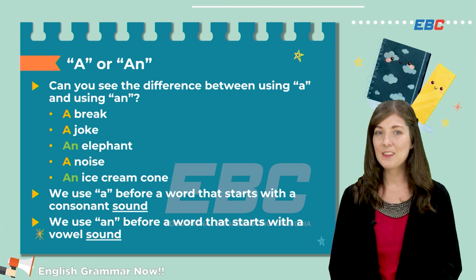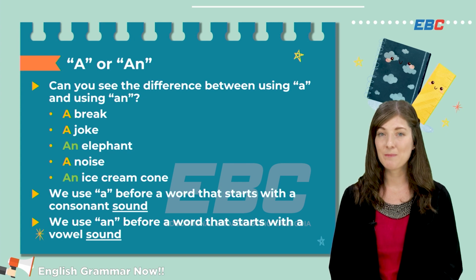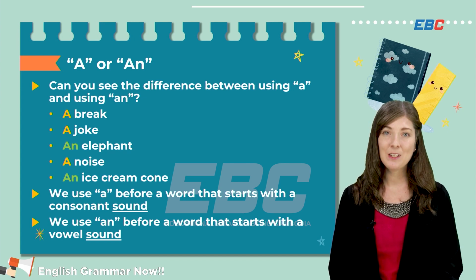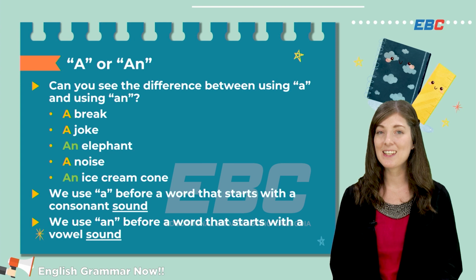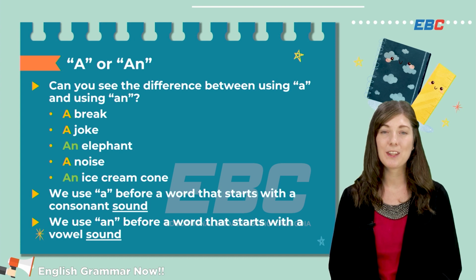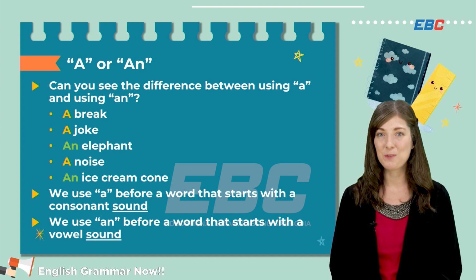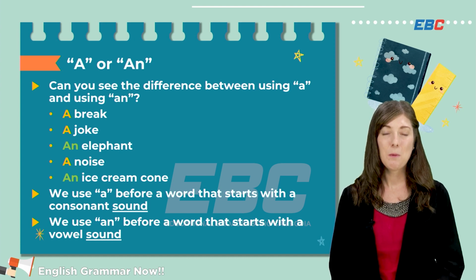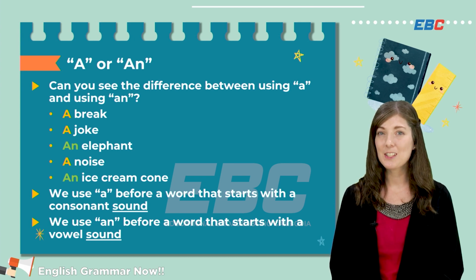You can see that we use a with the nouns break, joke, and noise. And we've used an with the nouns elephant and ice cream cone. Probably you figured out that it has something to do with consonants and vowels. But pay very close attention to this rule.